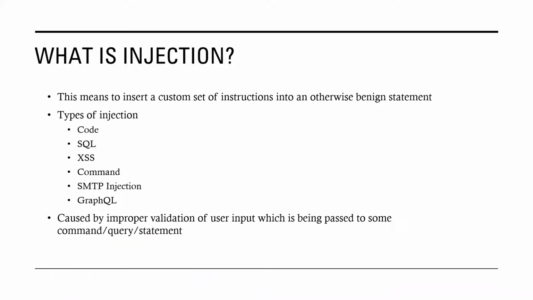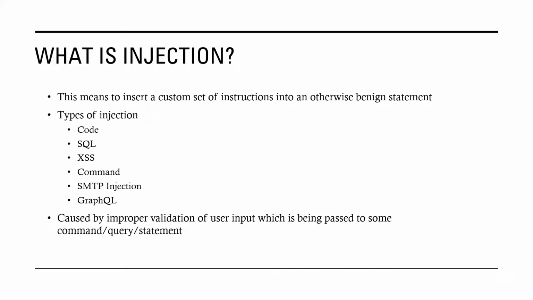All right, so you kind of get the idea. The idea with injection is that we're inserting some sort of custom instructions into an otherwise benign statement, something that was intentionally supposed to be just good. And we're saying, all right, since you're not doing validation, I'm just going to put in whatever I want and you're just going to have to deal with it. And I get the keys to the kingdom.